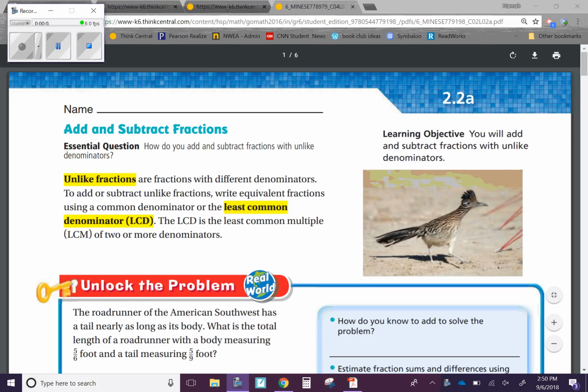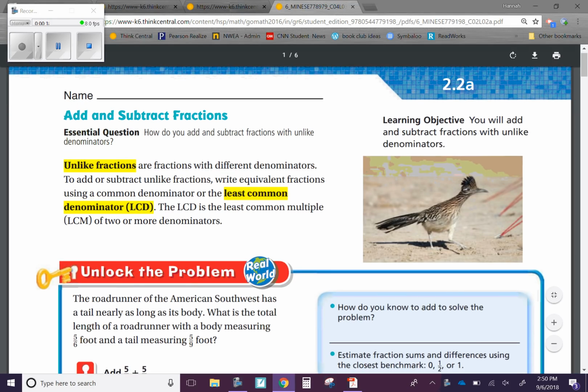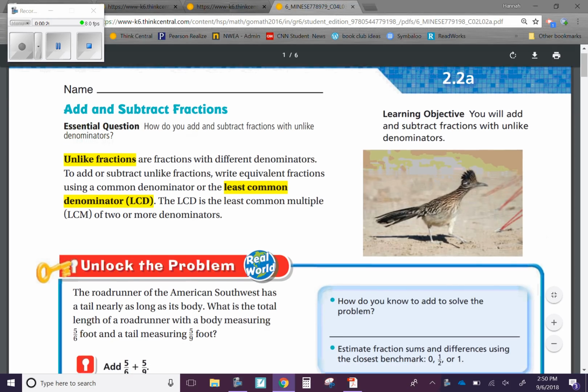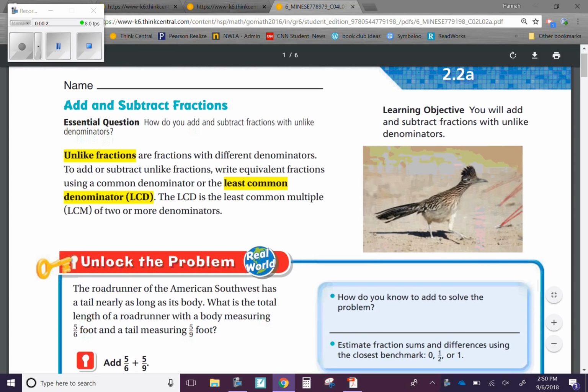Chapter 2, Lesson 2A. This is in your Indiana Success Book or IN Success Booklet. It is not in your regular Go Math book. So make sure that you have the correct book and you have that A next to your 2.2. This lesson is going to be about adding and subtracting fractions, and our objective is that you will add and subtract fractions with unlike denominators.